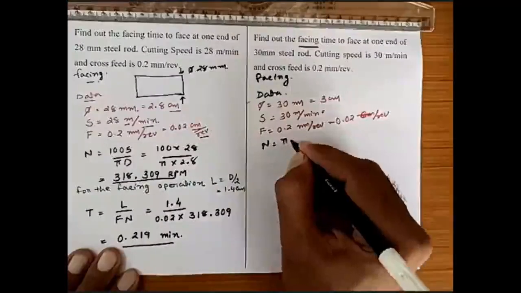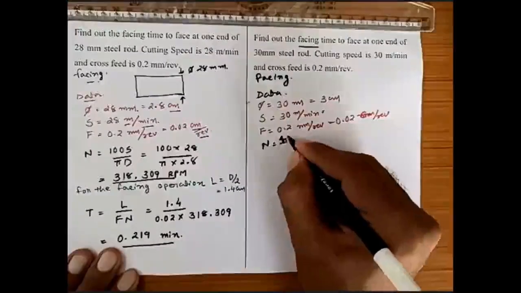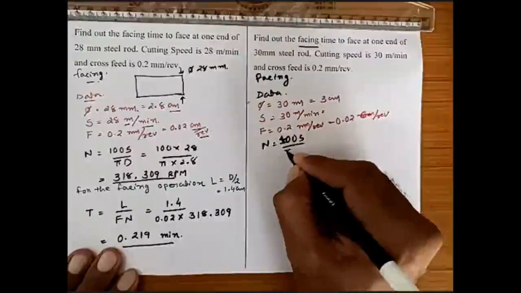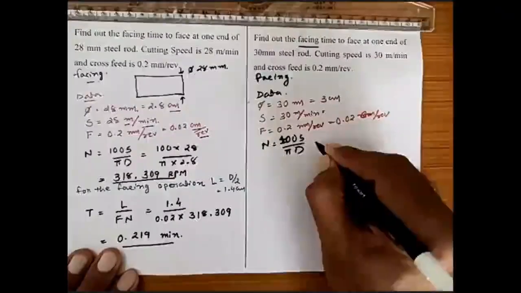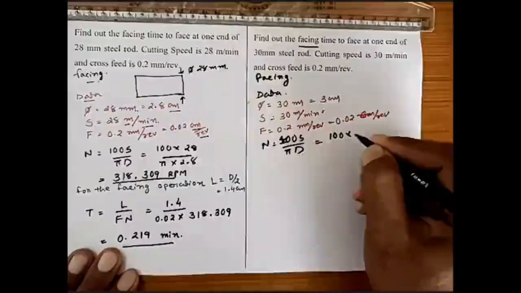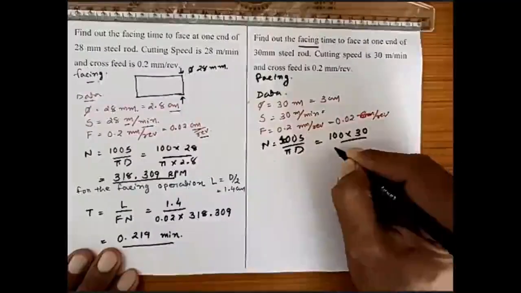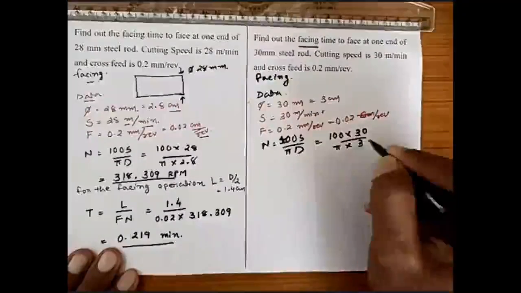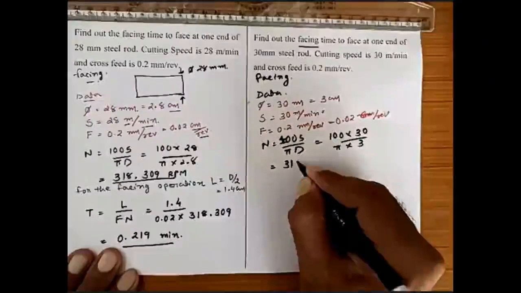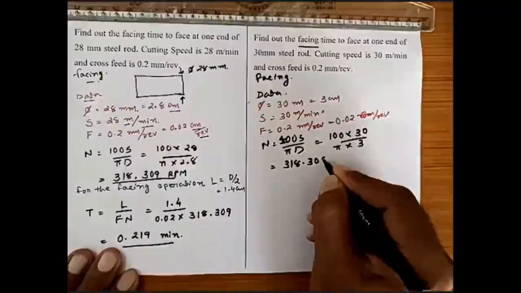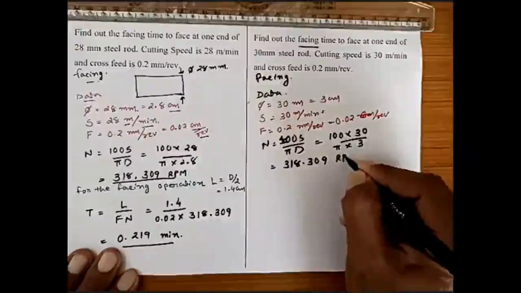N is equal to 100 S upon pi d, 100 into 30 upon pi into 3, is equal to 318.309 RPM.